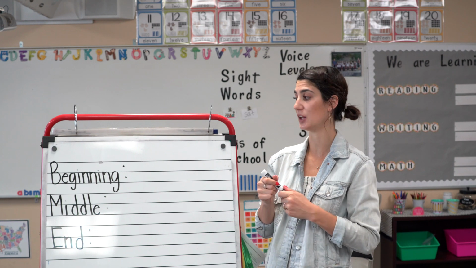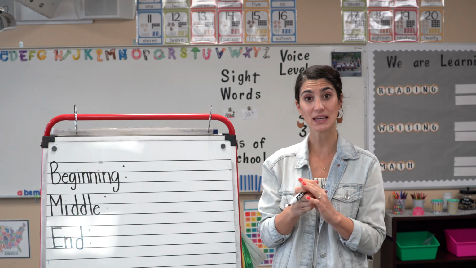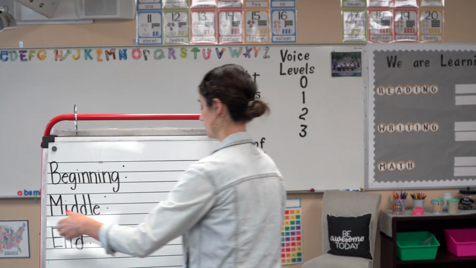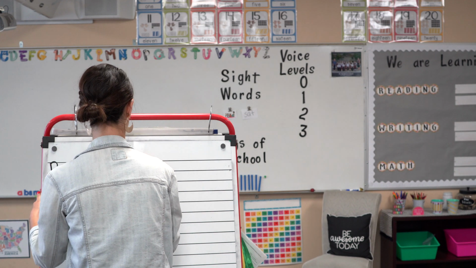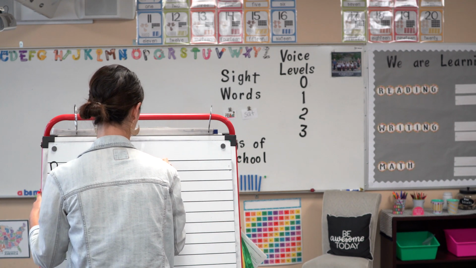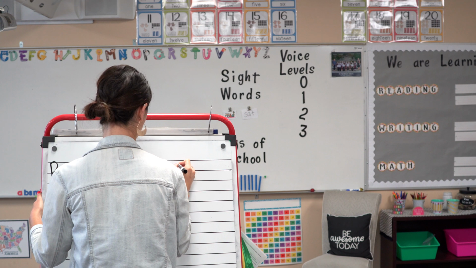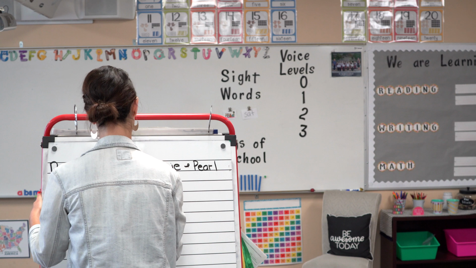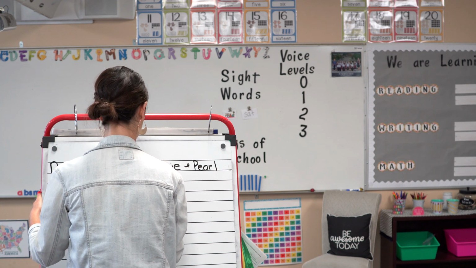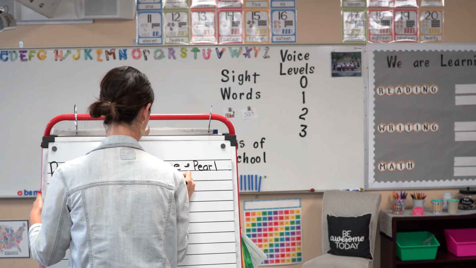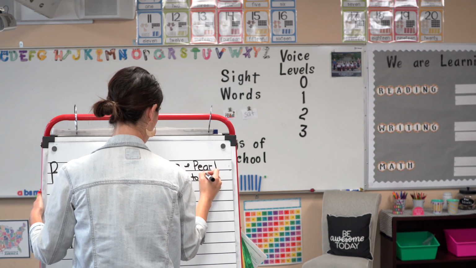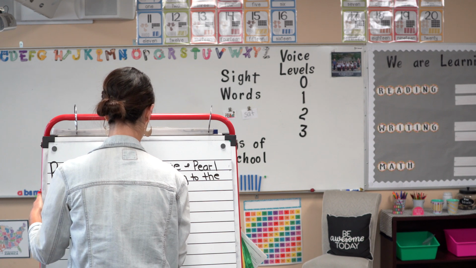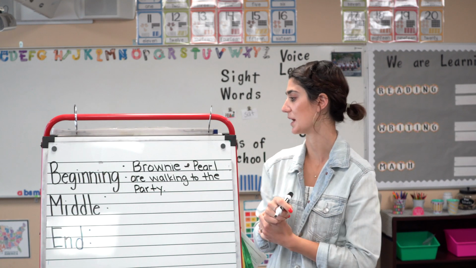All right, so now I'm gonna think back into my book and I'm going to write down what happened at the beginning, middle, and end of my story. So at the beginning of my story, Brownie and Pearl were walking to the party. All right, Brownie and Pearl are walking to the party.